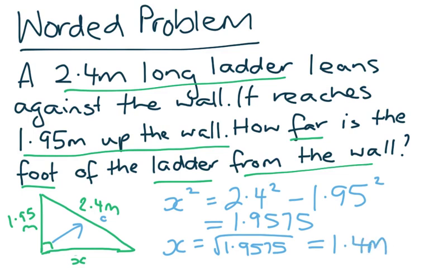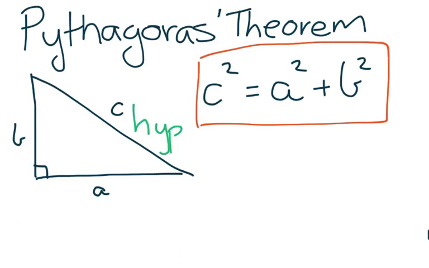Now, I've run out of room here, but in a normal worded problem, you would have to answer with a sentence, and it doesn't need to be a paragraph or anything. It just needs to be the foot of the ladder would be 1.4 metres away from the wall, and then your problem is finished. So just a recap, we've got Pythagoras' theorem.